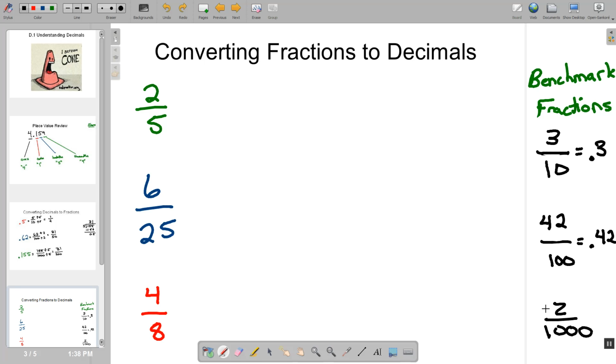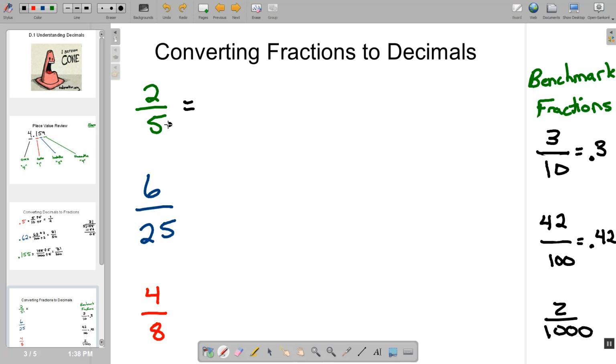Okay, so when you are working on these problems, decimals to fractions, you'll frequently hear me say, well, what is a benchmark fraction, or what benchmark fraction could we use? So keep that in mind as we work on these problems. We're going to move over here to 2/5. We want to get 2/5 into tenths, hundredths, or thousandths. That's the easiest way to convert from a fraction to a decimal.